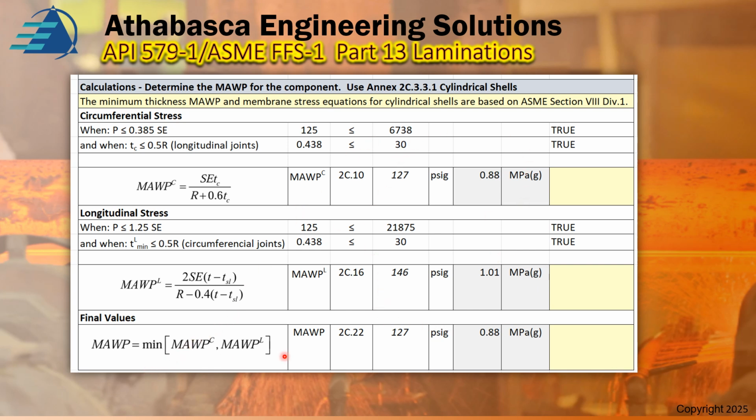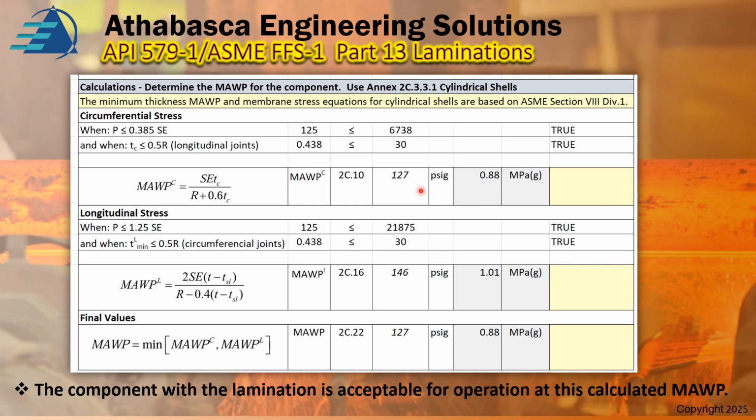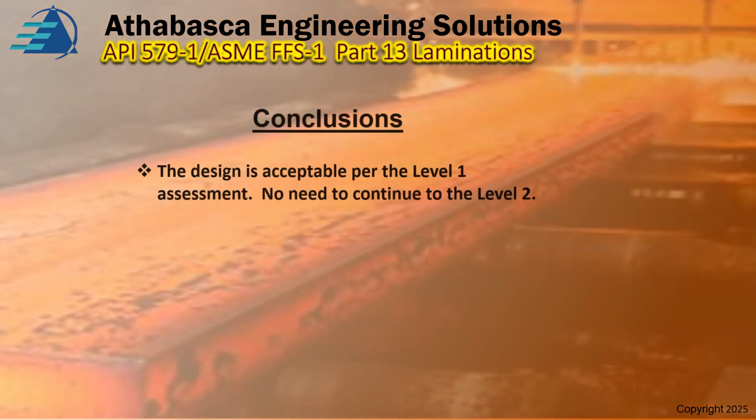And behold, the MAWP, the minimum is 127, which is still the circumferential. So that concludes our video. The component with lamination is acceptable for operation of this equipment at this MAWP. The design is acceptable per Level 1, and as per the code, we don't need to continue to Level 2.